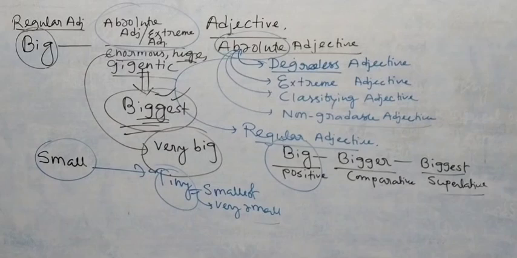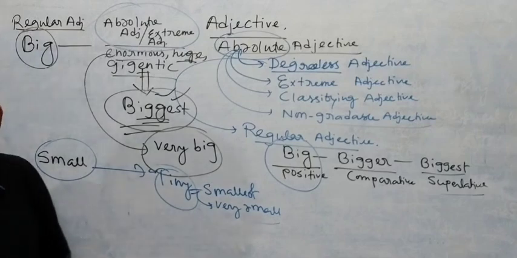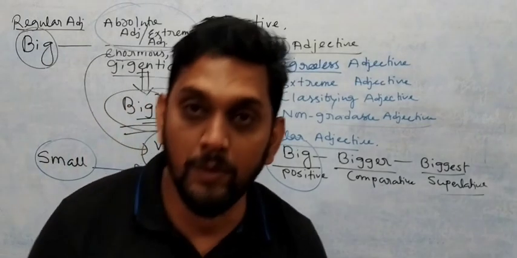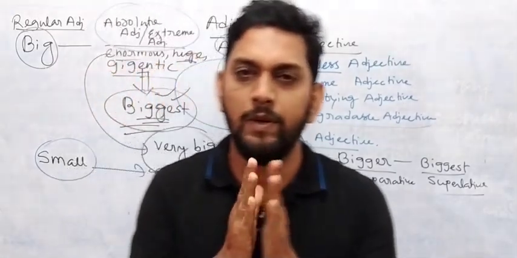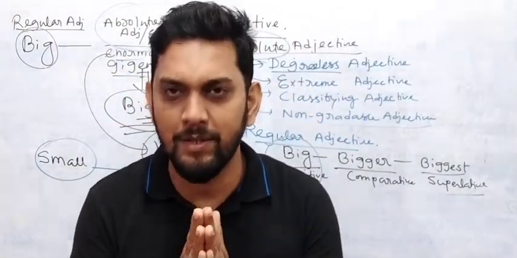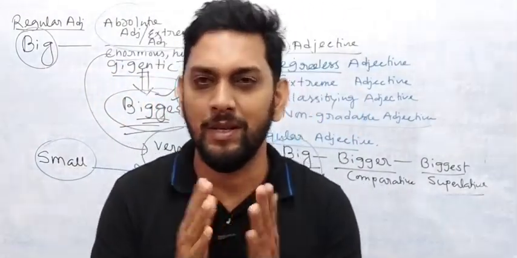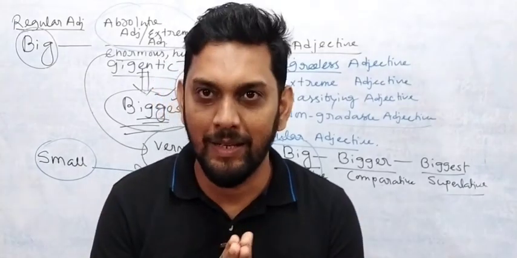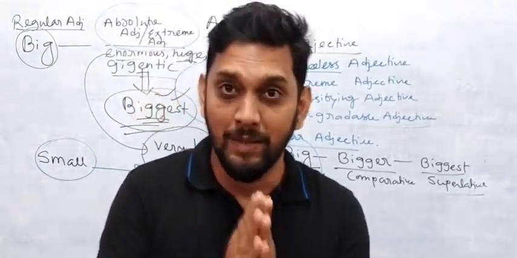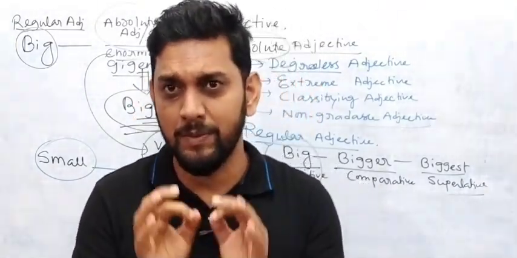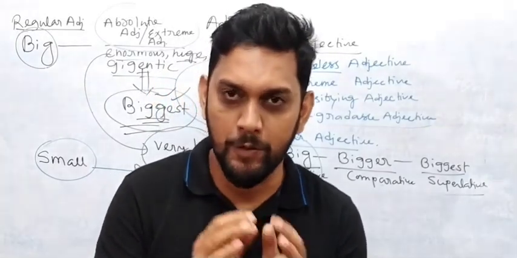So try to understand. Okay, all of you have written down this one. Very good. I hope all of you understood about the absolute adjective. Absolute adjectives are also known as degreeless adjectives. Why is it called a degreeless adjective? Because it doesn't have any degree, comparative and superlative form. But the regular adjectives are the adjectives which have the degree, comparative and superlative.